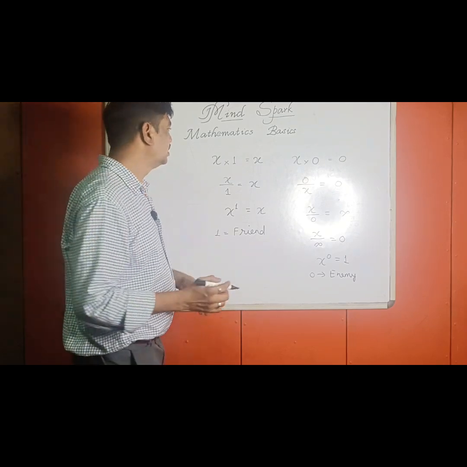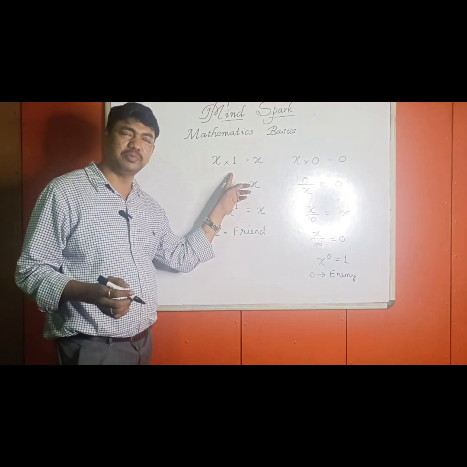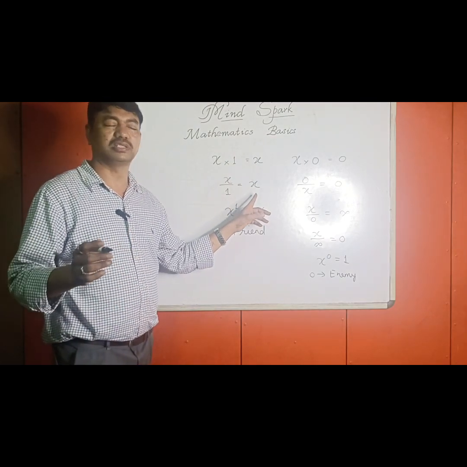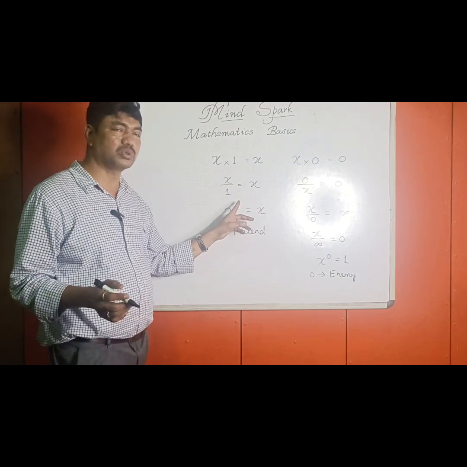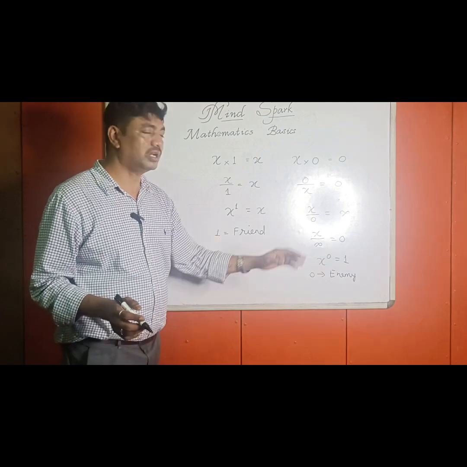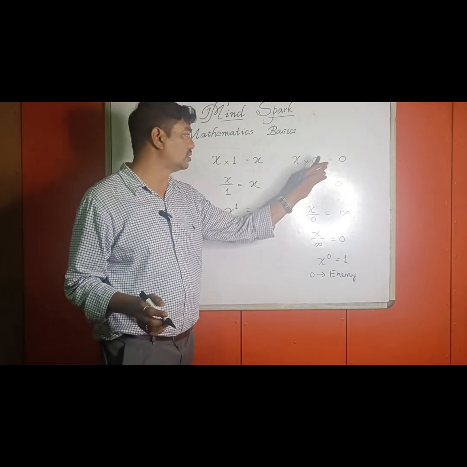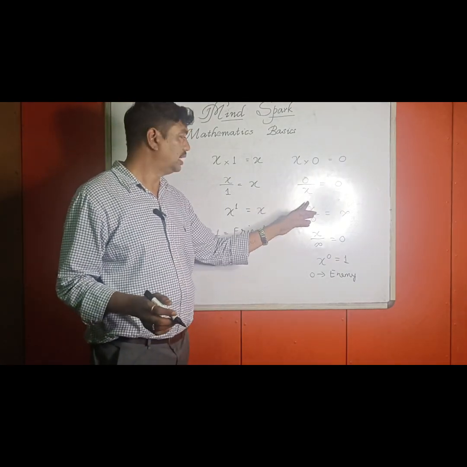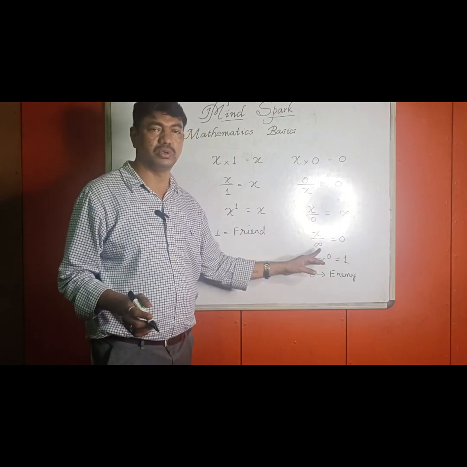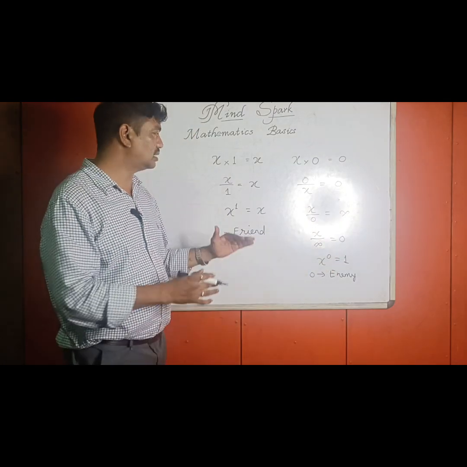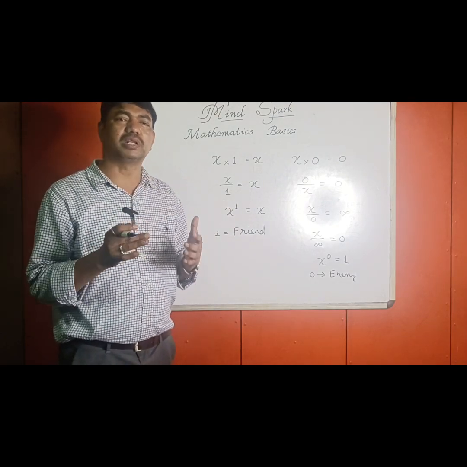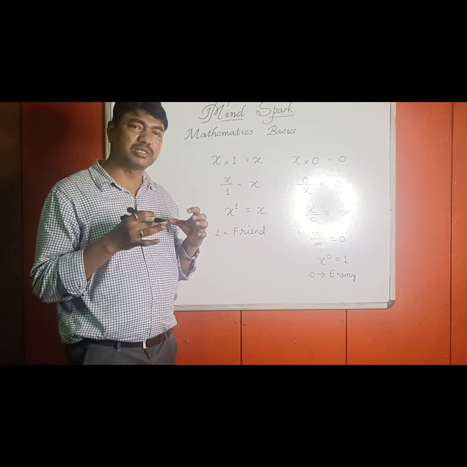Understand? So x multiplied by 1 gives x. Dividing by 1, the value of x doesn't change. x raised to 1 is also x. Then 1 is a friend and 0 is your enemy, because if you multiply it will be 0. 0 divided by x is 0. x divided by 0 is infinite and x divided by infinity is 0. x raised to 0 is 1. So this is a very basic thing. You don't find it in most textbooks, and you should know this.